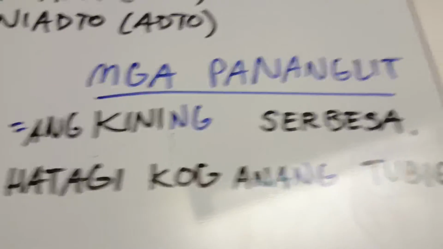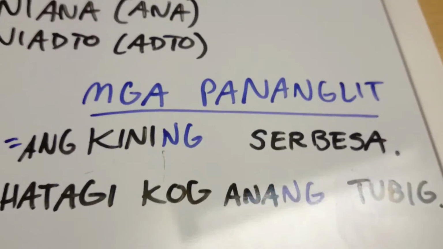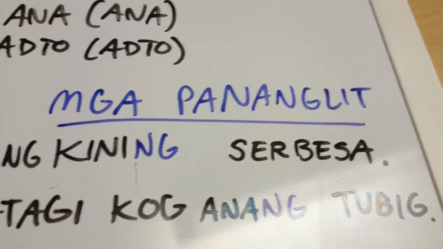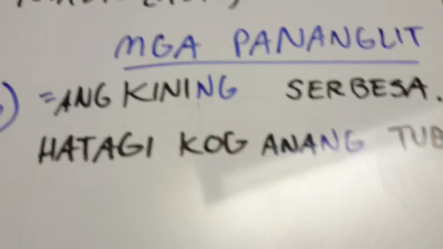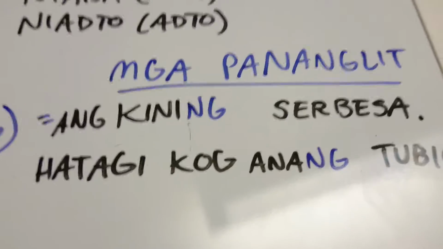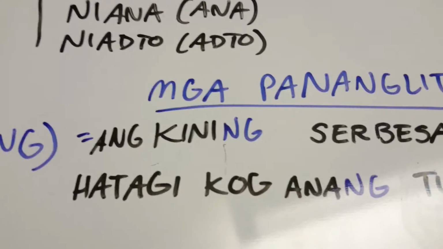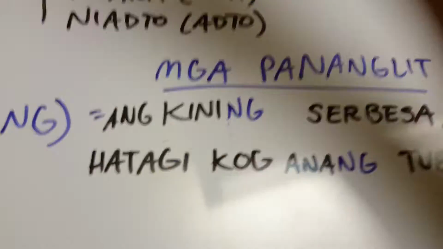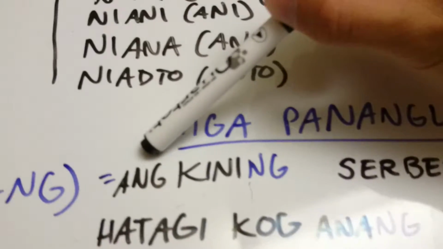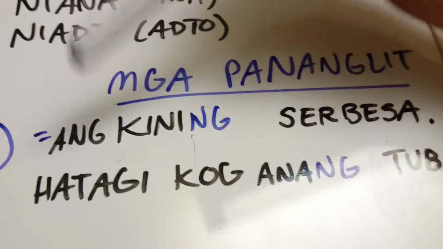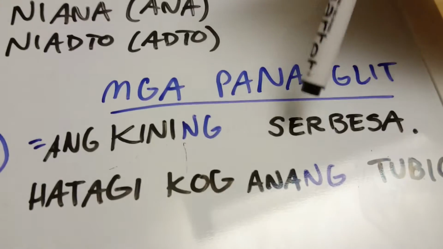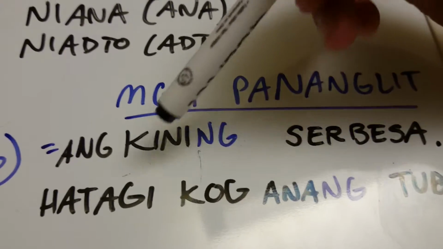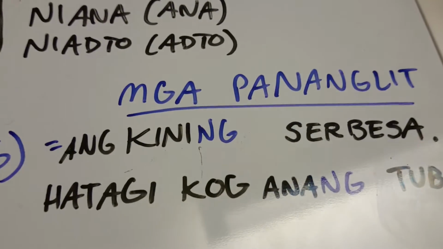So for the first one, I just put two example sentences. Again, mana pananglit is like your examples. So the first one, ang kining cerveza. It means this beer. Remember, ang is our subject marker. So with this ang, we're marking that we're talking about some beer, this beer, right? And the ng ending that tacks onto kini. Kini meaning this again, close to the speaker.